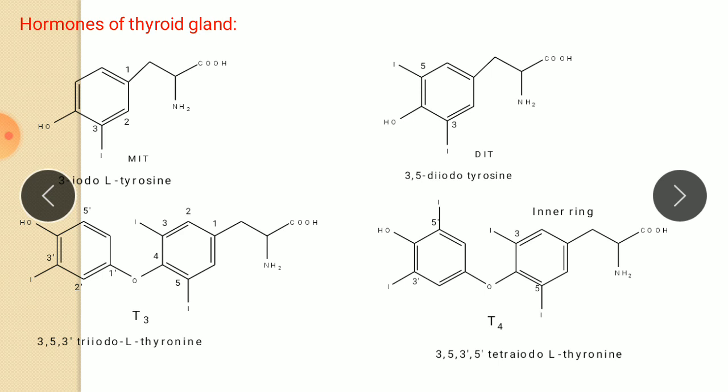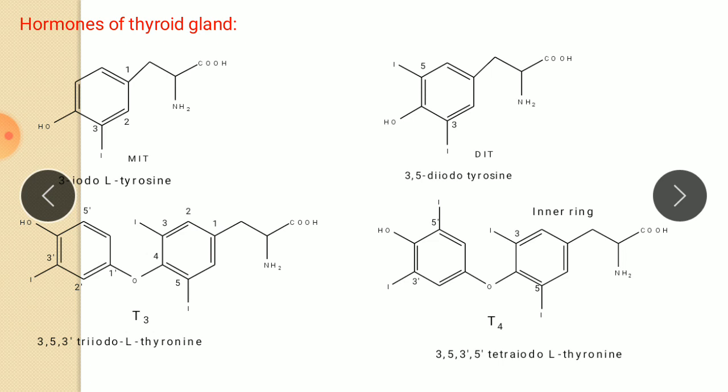L-thyronine. After 25 years, another thyroid hormone was characterized and identified as 3,5,3'-triiodo-L-thyronine, normally called T3. It is the second hormone, T3. Its IUPAC name is 3,5,3'-triiodo-L-thyronine. So here there is 1 less iodine. There are 3 iodine atoms at positions 3, 5 and 3 dash.